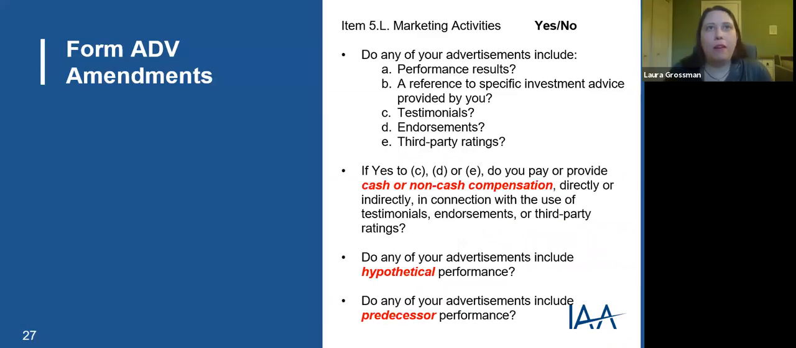So beginning with your annual updating amendment to Form ADV that you file after the 18-month transition period, so not this year, you'll have to provide information about your use in advertisements of performance results, specific investment advice, testimonials, endorsements, third-party ratings, hypothetical performance, and predecessor performance. Also, whether you pay cash or non-cash compensation for testimonials, endorsements, or third-party ratings. So the rule amends the instructions to Form ADV to incorporate these changes. Next slide.